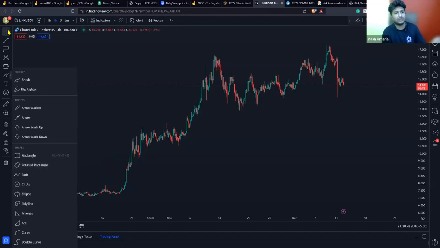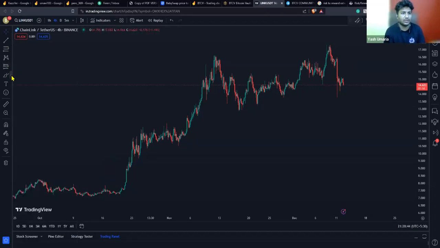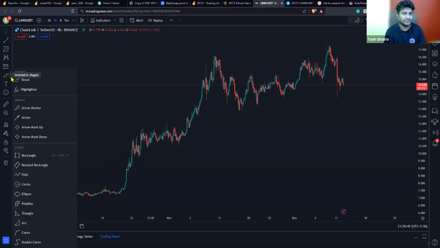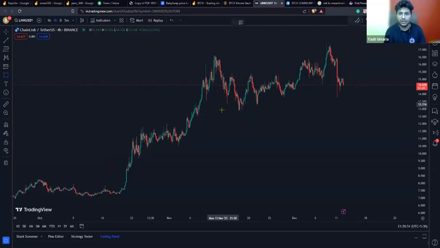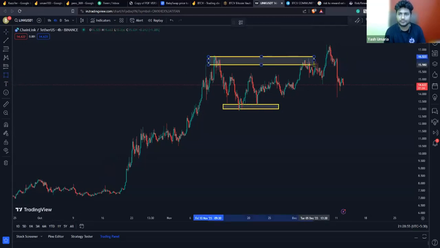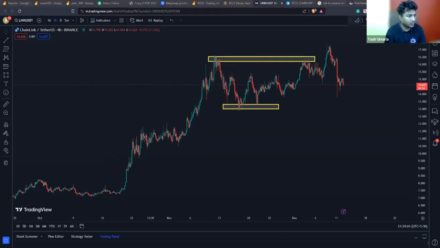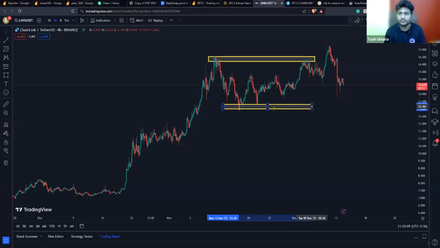For that, on the left hand side we have different tools. You can use geometric shapes here, then choose rectangle and try to draw some support and some resistance. But you have to do it. Because it's a bulk class, there are many people coming in, so I can't check everybody's homework, but I will check some of them if you share it in the group. You have to identify how to figure out support and resistance zones. That is a very, very important thing.